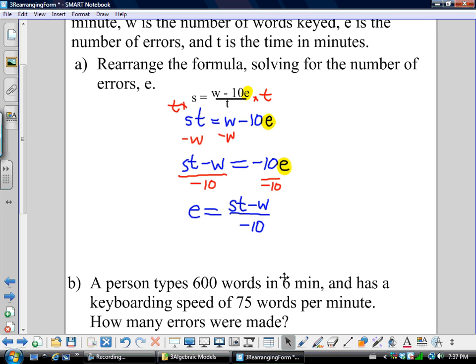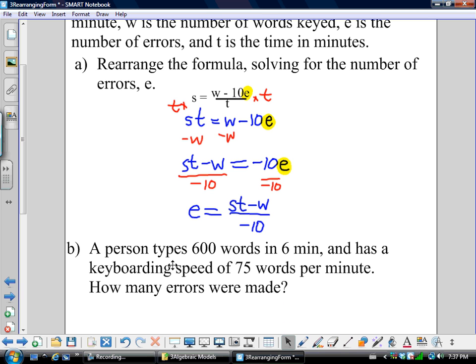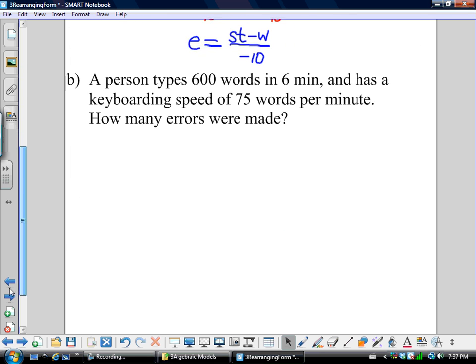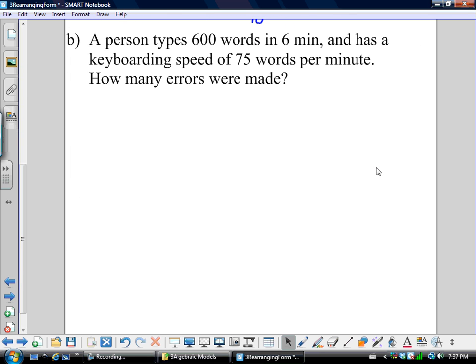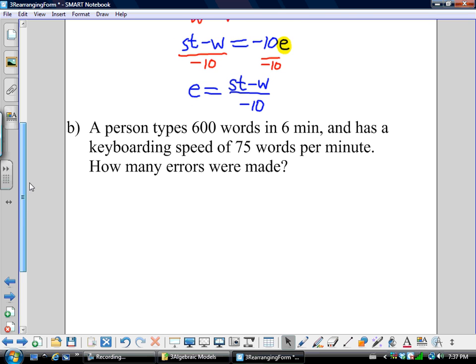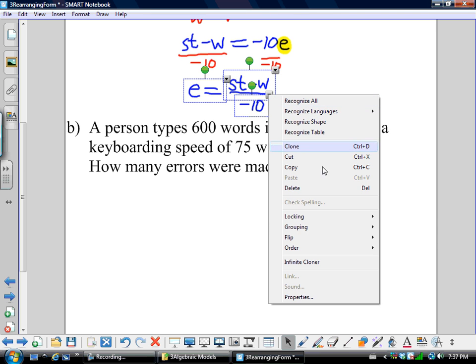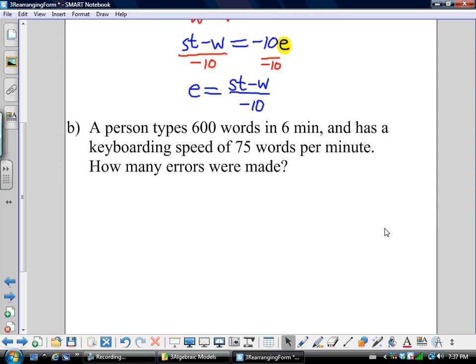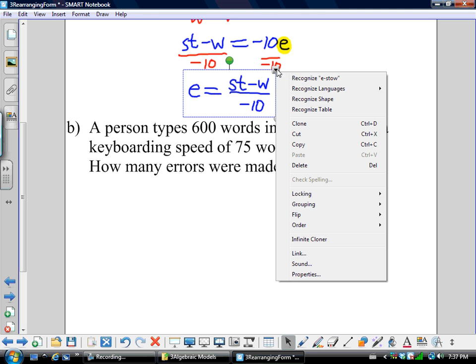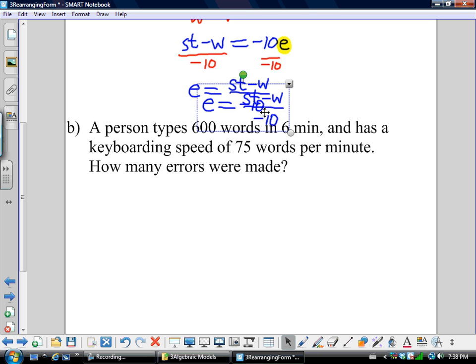Now let's look at the next part of the question. It says, a person types 600 words in 6 minutes and has a keyboarding speed of 75 words per minute. How many errors were made? Now again, this is just an estimate, a guesstimate in a sense, of what the person would do. So we need to go back and take our equation that we've just created. I'm just going to group it, and now I'm going to clone it and bring it down for us to work with.